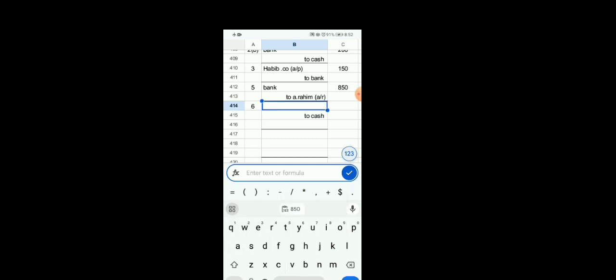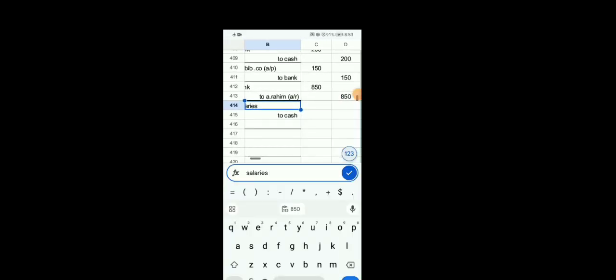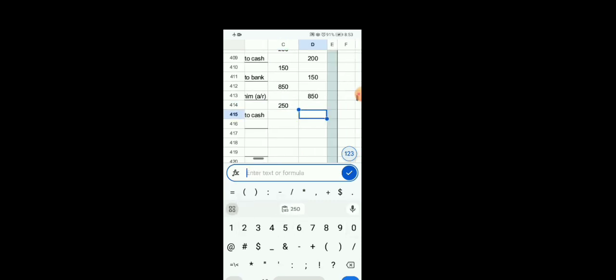You are paying this cash for what purpose? You are paying salaries. Salaries are your expenses, and the debit side is fixed for expenses. Expenses should always be mentioned on the debit side, so you will write salaries on the debit side. Let's see how much the salaries of the sixth are. This is 250. So you are going to write 250 on the debit side, and the same amount you are supposed to write on the credit side.